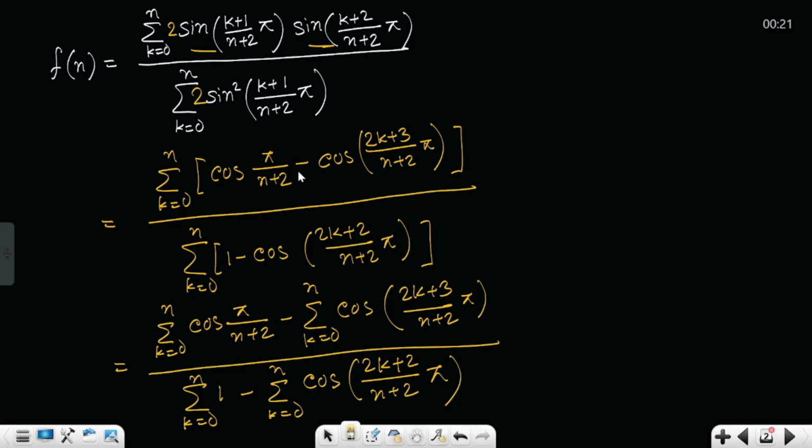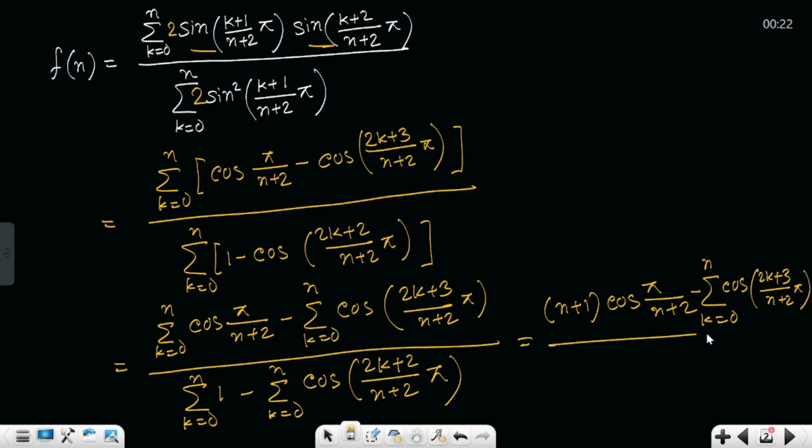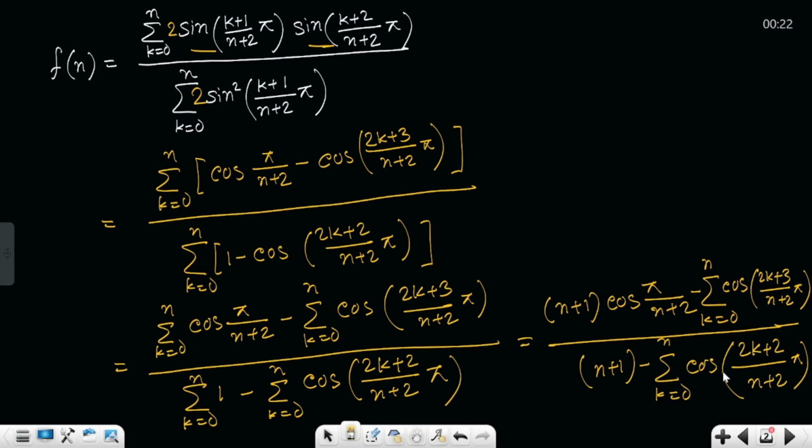Now you can see that cos pi upon n plus 2 is a constant term. If I ask you how many terms are there from k equals 0 to n, you will say there are n plus 1 terms. So we can simply write n plus 1 into cos pi upon n plus 2. Then we need to simplify this, so I am keeping it as it is for now: summation k equals 0 to n cos of (2k plus 3) upon n plus 2 into pi. Divided by, now 1 is a constant. How many terms are there from k equals 0 to n? There are n plus 1 terms, right? Minus summation k equal to 0 to n cos of (2k plus 2) upon n plus 2 into pi. Now we need to simplify these two.